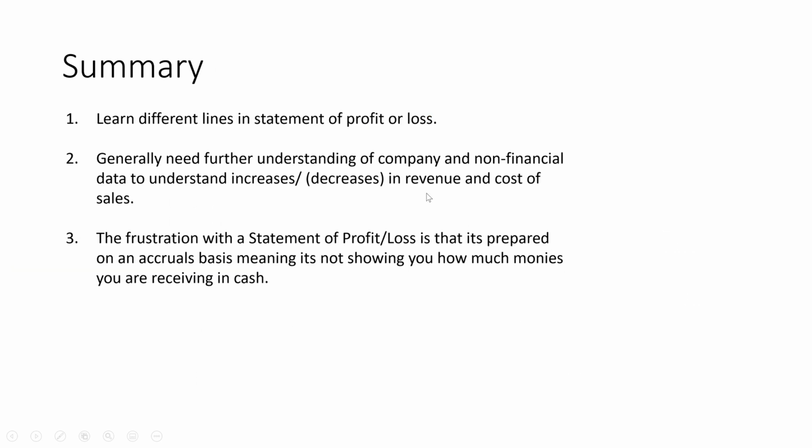So to summarize, we've covered the different lines in the statement of profit and loss, and for your ICAEW exams, if you're doing those, it's good to learn them. You generally can't tell that much from a statement of profit and loss, if I'm honest. You have to do further research. And I think the frustration for me is that it's prepared on an accruals basis mainly. So you're not actually seeing how much money the business is earning.